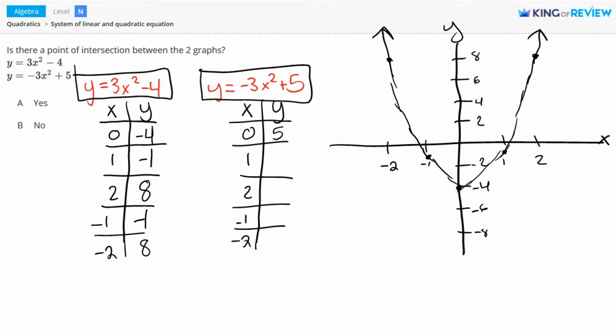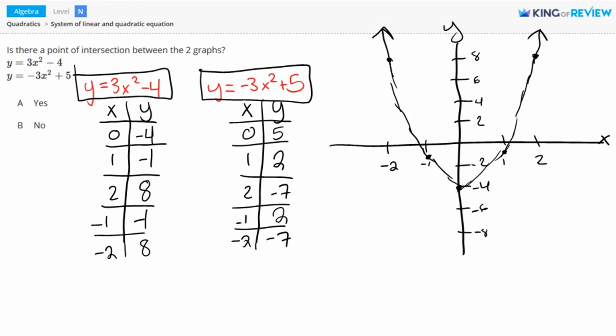When x equals 1, I get a y value of 2. When x is 2, I get a y value of negative 7. When x is negative 1, I get a y value of 2. And when x is negative 2, I get a y value of negative 7. So now I'm ready to plot these points on the coordinate plane.